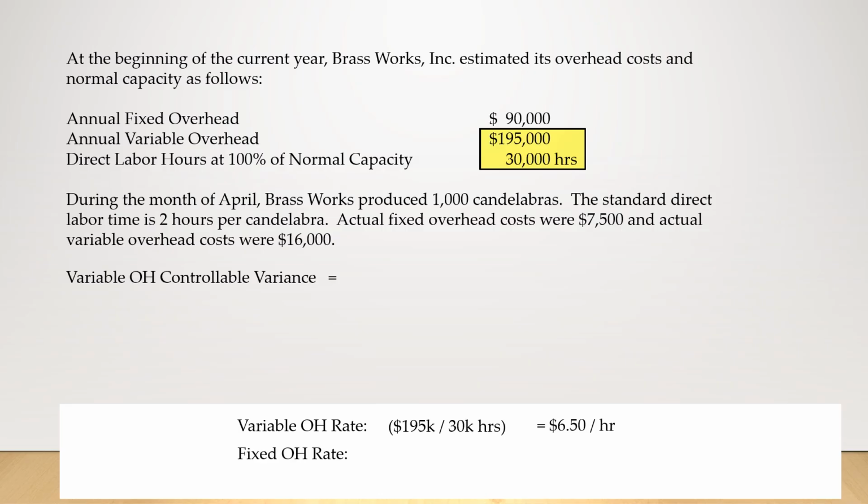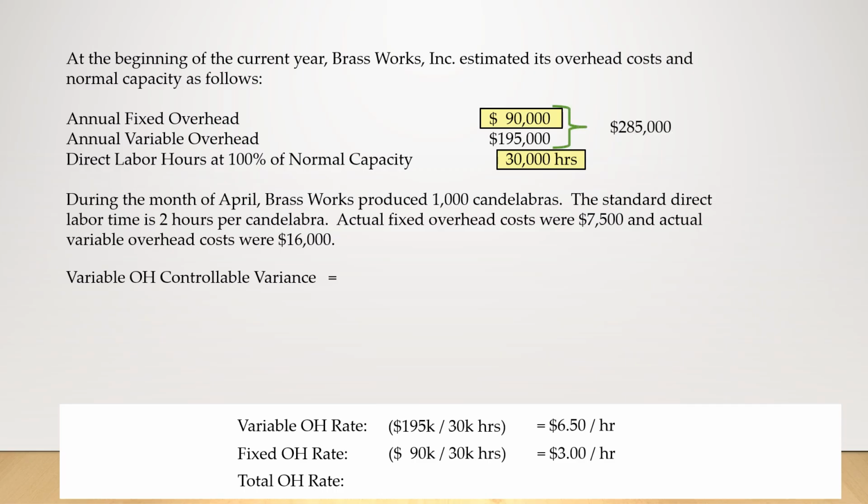As long as we're here, let's also figure out the fixed overhead rate. The process is similar to what we just did. Divide the $90,000 of annual fixed overhead by the annual budget of 30,000 labor hours to get a rate of $3 an hour. Note that your variable and fixed overhead rates should sum to the total overhead rate for the year. That is, the total overhead of $285,000 divided by 30,000 hours.